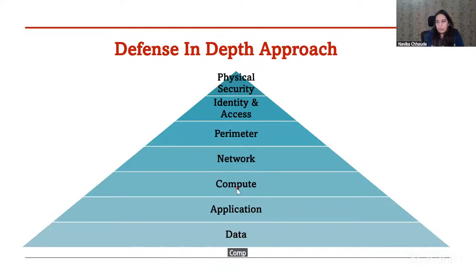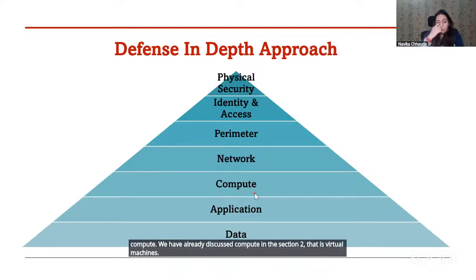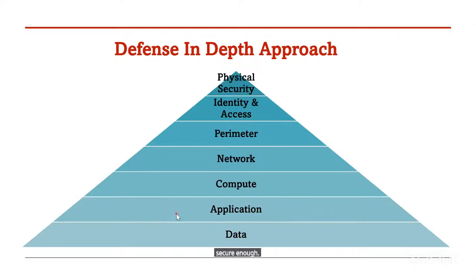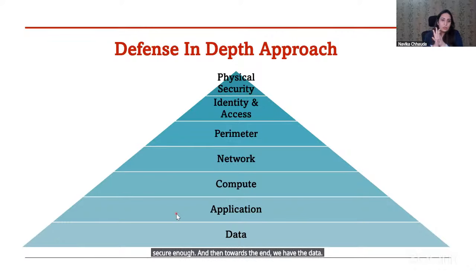Compute, we have already discussed compute in section 2, that is virtual machines. One example, so this is the compute layer that secures your VMs. We have application. This ensures that your applications are secure enough. And then towards the end, we have the data that needs to be secured. This is your data layer.